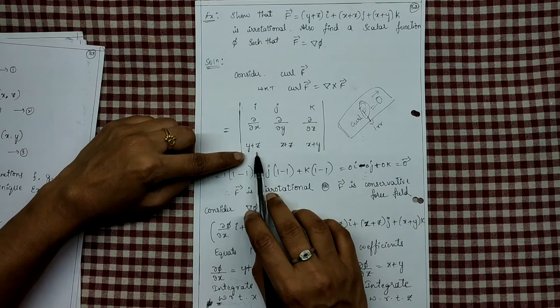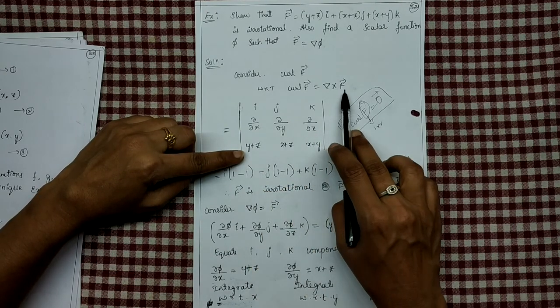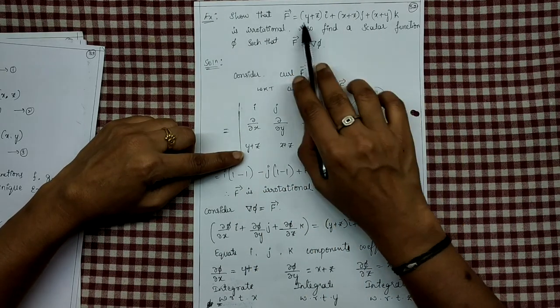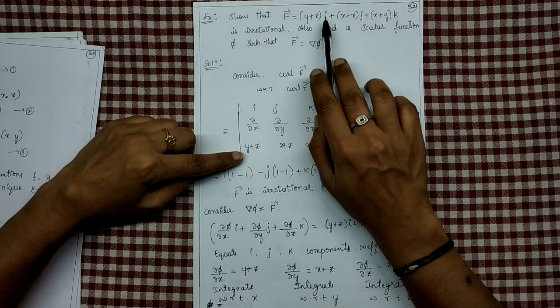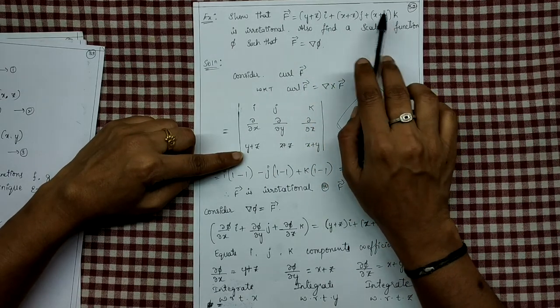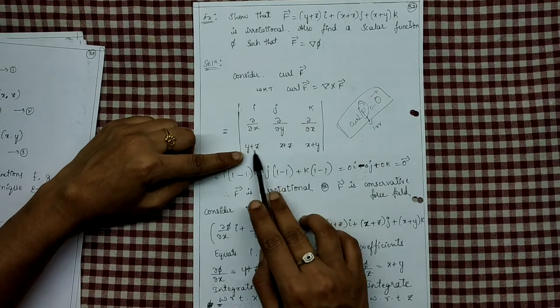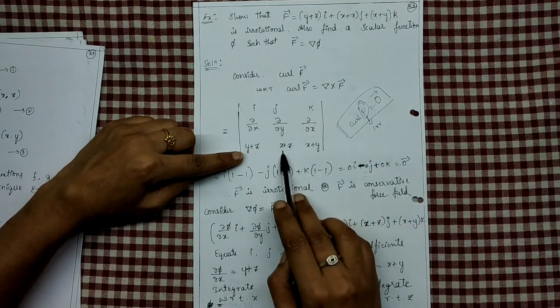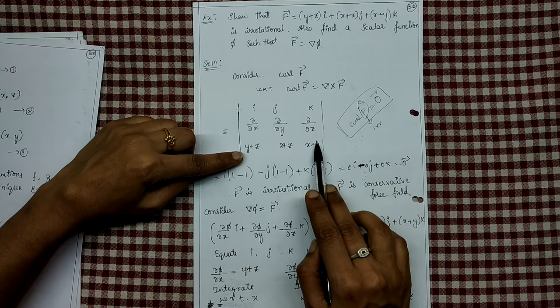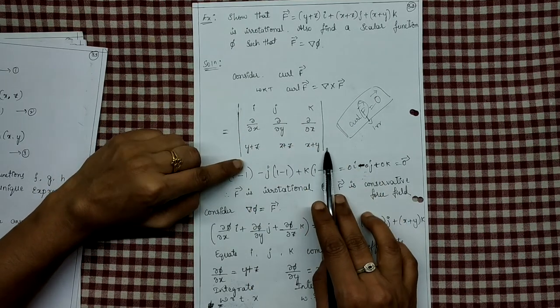Now the third row elements are the elements of this vector f. In this vector f, it is again a three-dimensional coordinate system, i, j, k. The i component term is y plus z, the j component term is x plus z, the k component term is x plus y. Now we have written all the terms in this determinant. Now let us solve this determinant.